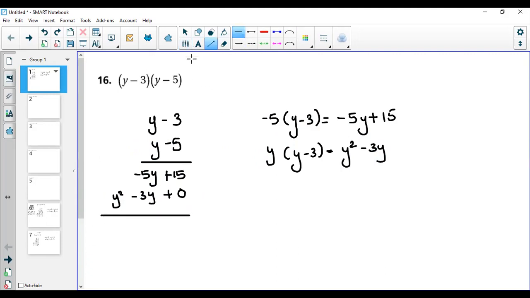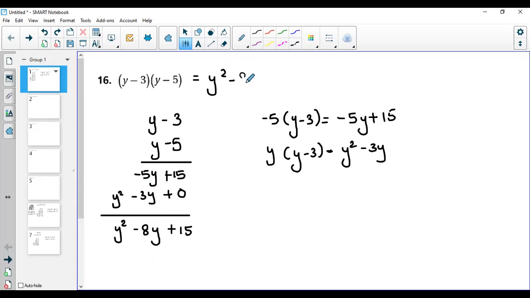Okay, how are you going to solve this? Just as how you would add or subtract. This is going to give me y squared. Minus 5 minus 3 will give me a minus 8y. Plus 15 plus 0 will give me a 15. So your answer for this is y minus 3 multiplied by y minus 5 is y squared minus 8y plus 15.